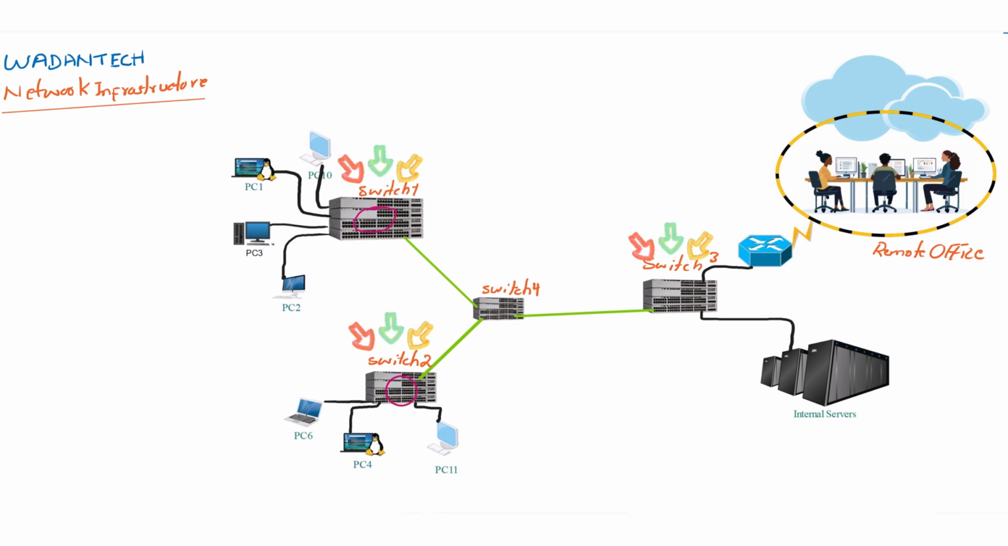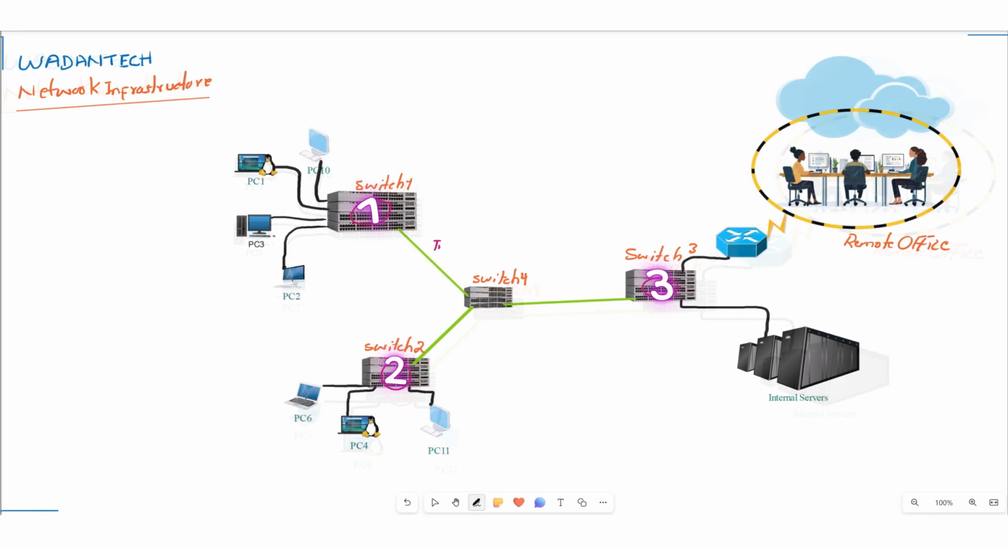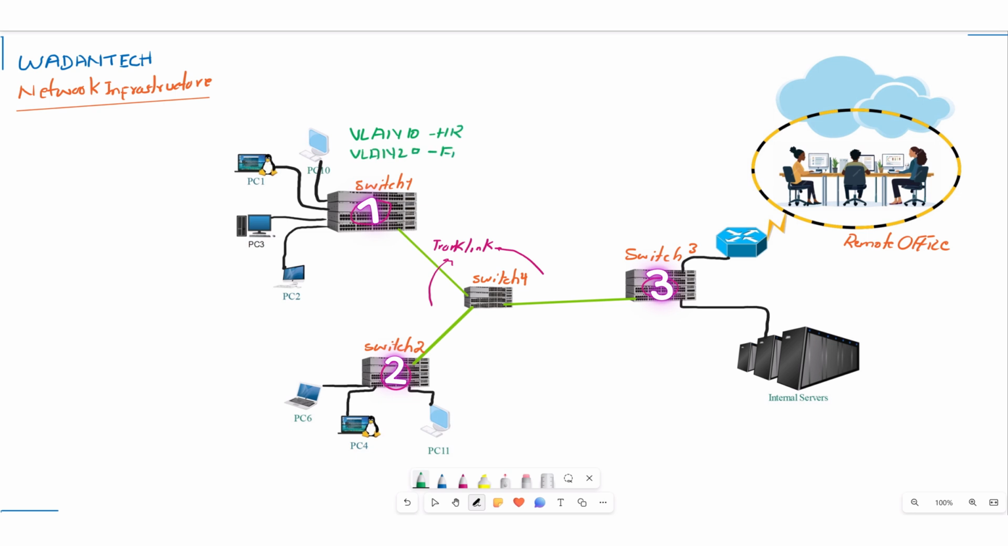For example, in the following network infrastructure, we have three switches that are connected with each other via trunk links. And also we have three VLANs with VLAN numbers 10, 20, and 30. VLAN 10 belongs to HR, VLAN 20 belongs to finance, and VLAN 30 belongs to IT servers.